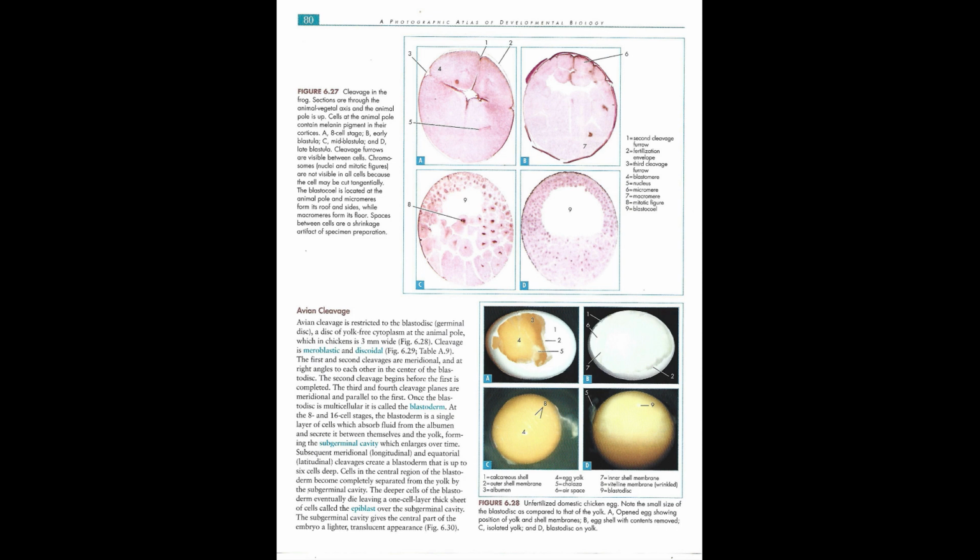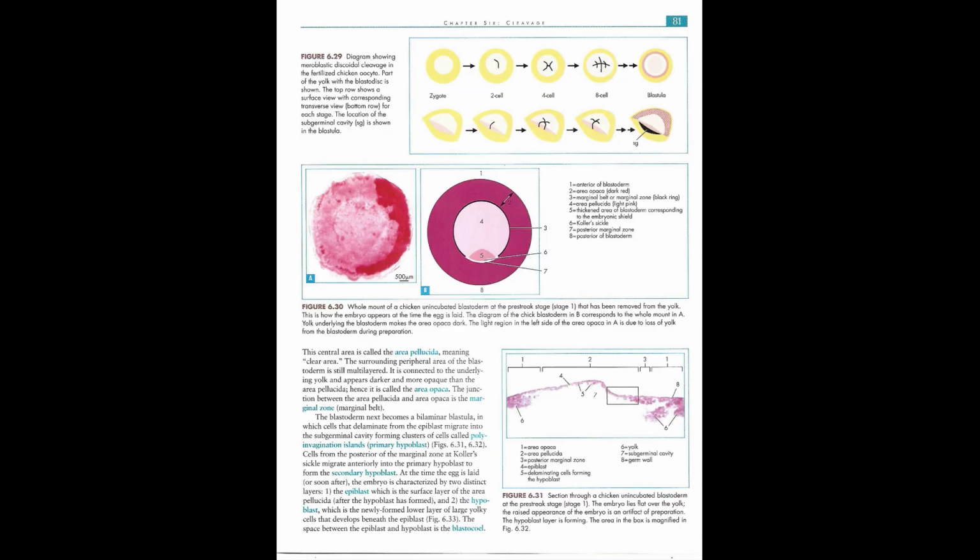The deeper cells of the blastoderm eventually die, leaving a one-cell layer thick sheet of cells called the epiblast over the subgerminal cavity. The subgerminal cavity gives the central part of the embryo a lighter, translucent appearance, Fig 6.30. This central area is called the area pellucida, meaning clear area. The surrounding peripheral area of the blastoderm is still multilayered. It is connected to the underlying yolk and appears darker and more opaque than the area pellucida, hence it is called the area opaca. The junction between the area pellucida and area opaca is the marginal zone, marginal belt.